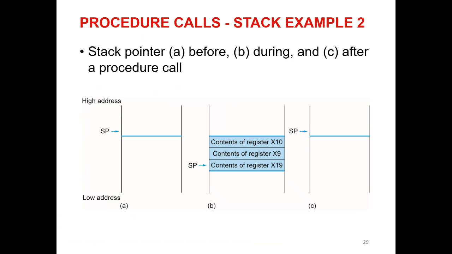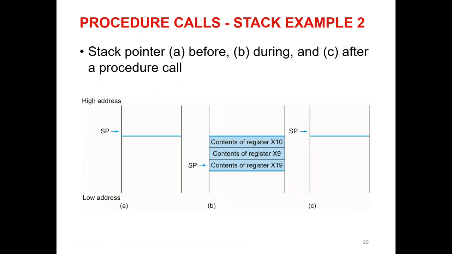Someone is asking if BL and BR are registers. No, they are instructions. BL is branch with link and BR is branch to register. Those are operation codes for instructions. They are not registers. Someone is also asking what does preserve on call mean?